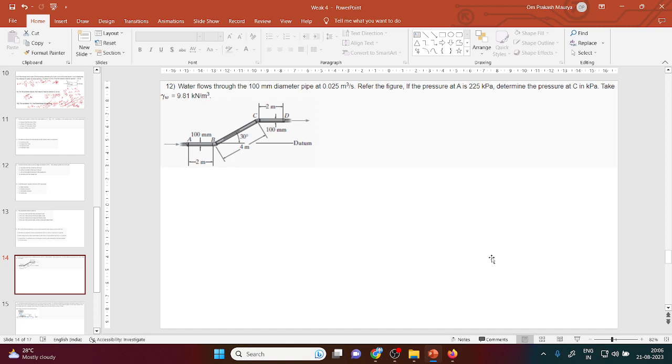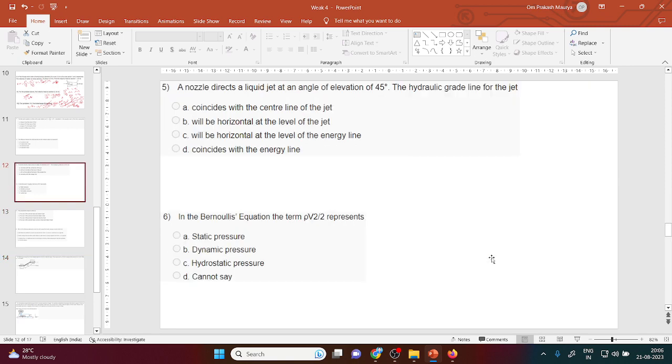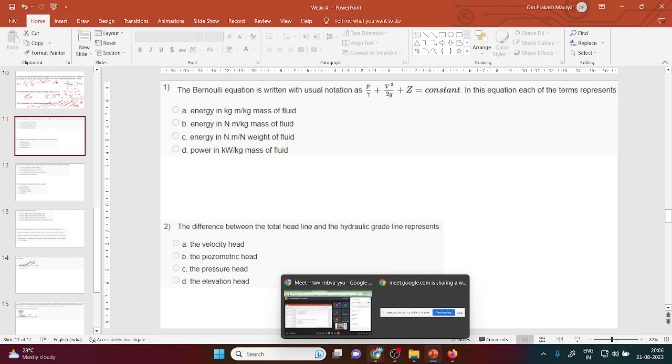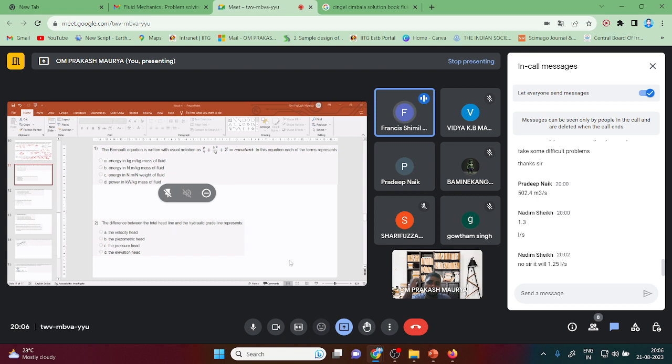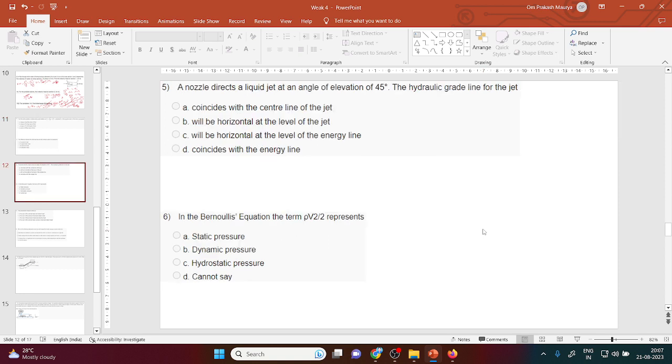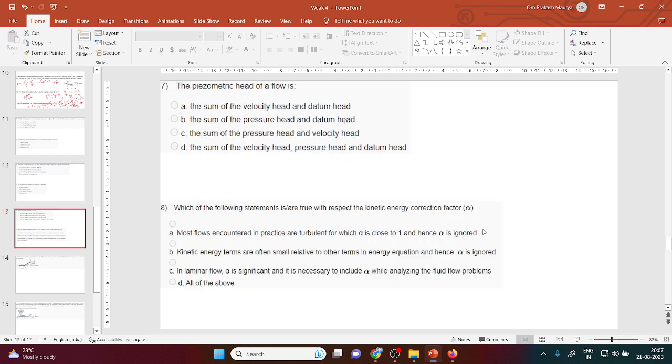Okay, please solve these questions, very basic questions. Sir, in the case of that nozzle, can you show once again? Which one? There is a nozzle question, isn't it? Which one? Number 9. No, next slide. Okay, this is the first slide. Now second slide. Nozzle, yes, fifth question. The liquid jet. The hydraulic gradient line of the jet. Now moving on to the next. The piezometric head of the flow.